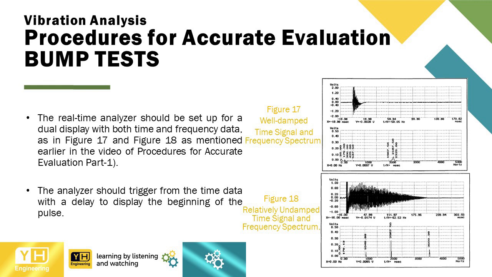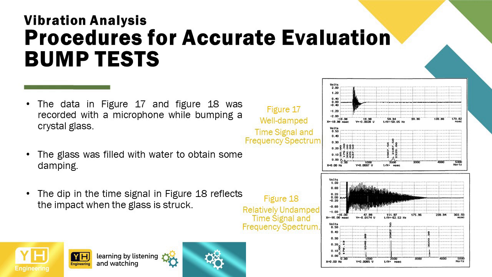The real-time analyzer should be set up for a dual display with both time and frequency data, as in Figure 17 and Figure 18, as mentioned earlier in the video of Procedures for Accurate Evaluation Part 1. The analyzer should trigger from the time data with a delay to display the beginning of the pulse. The data in Figure 17 and Figure 18 was recorded with a microphone while bumping a crystal glass. The glass was filled with water to obtain some damping. The dip in the time signal in Figure 18 reflects the impact when the glass is struck.